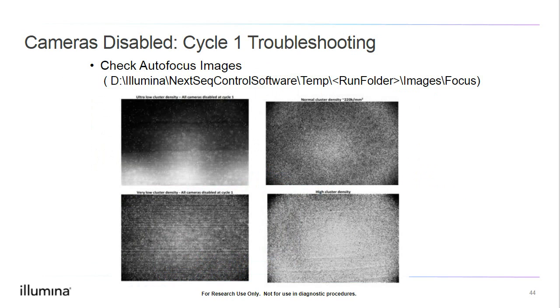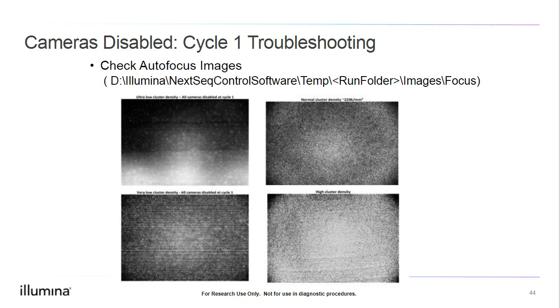A great feature with the NextSeq is if a Cycle 1 camera disabled error stops a run, the autofocus images can still be viewed and are found in the Images folder within the Temp folder. While reviewing these images in lanes 1 and 2, many images appear black, but there will also be images with clusters present. Lanes 3 and 4 will just have the clustered images.